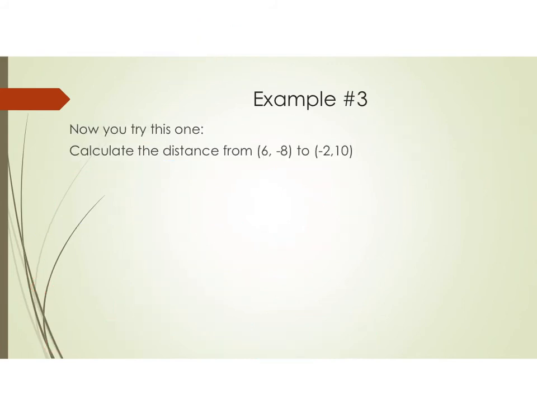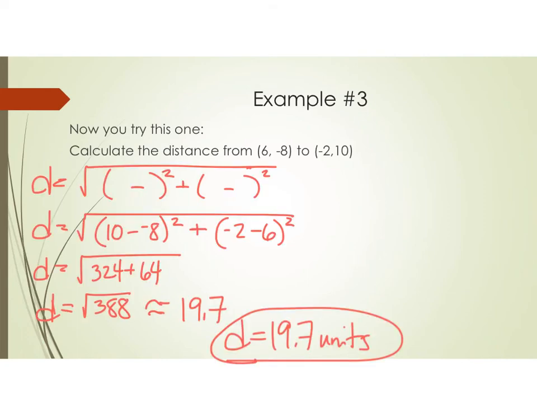Okay, that's it for plugging into formulas. You just need to practice it. So give this one a try, and in just a minute I'll show just the basic skeleton outline of the numbers you should have come up with. Here's the basics of my work. I did not show every single step, and I came out with the distance to be 19.7 units approximately.